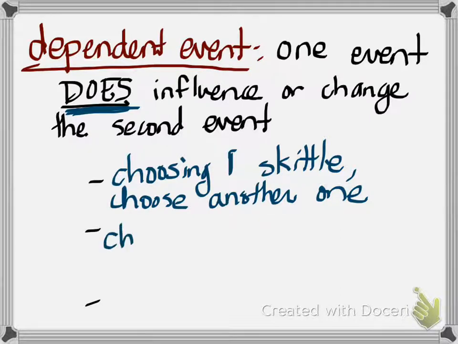Choosing teammates would be one. If I want Mrs. A on my team, then when it's time for Mr. Nevin to pick his team, he can't pick Mrs. A because I've already chosen. So choosing teammates would be another one.